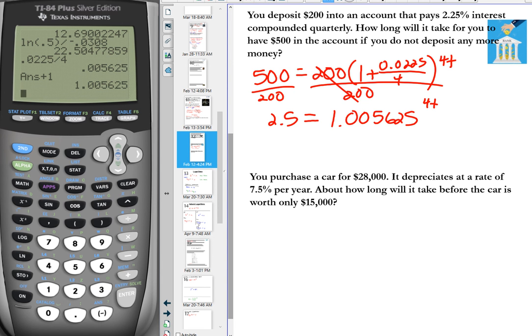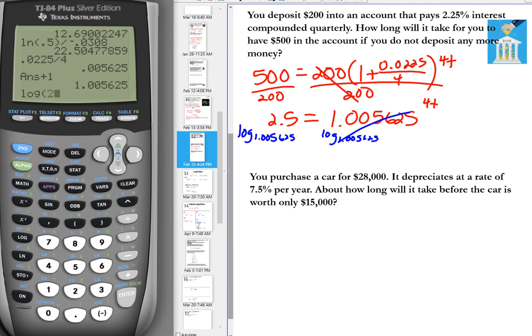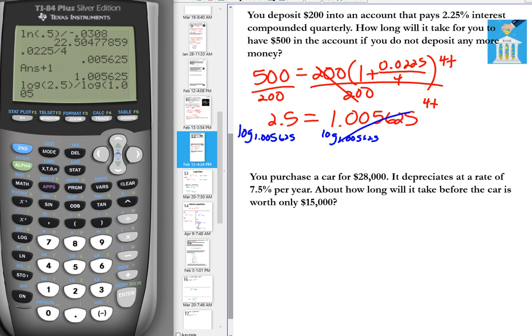How am I going to get rid of that base? You're going to take the log of that same base. You're going to take the log base 1.005625. But then, the way you're going to put it into the calculator is to divide. I'm running out of space and we're also running out of time. So just to speed it up, it's going to be log of the 2.5 divided by log of 1.005625.